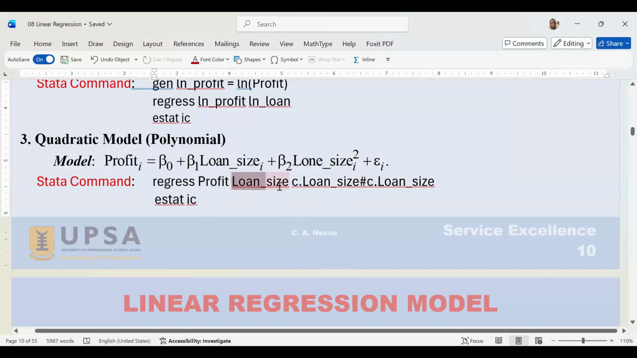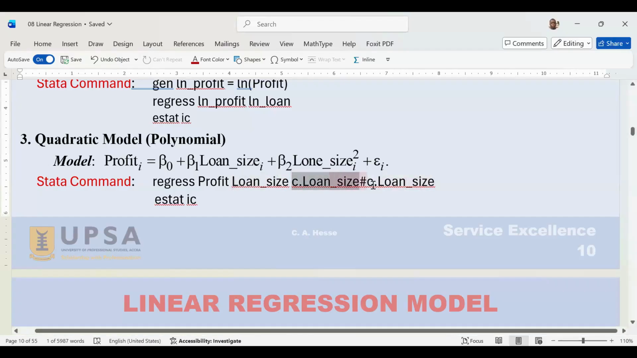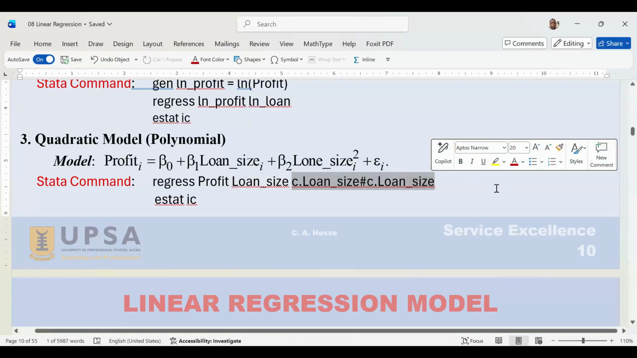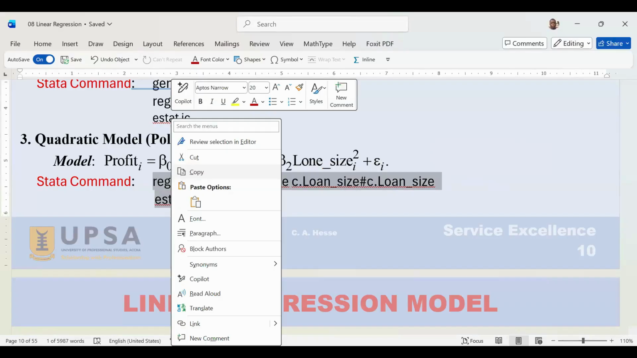So first, you type loan size, then type c.loansize, then ##c.loansize. It means square. That's the meaning. This one means loan size squared. Oh, okay. This whole command means loan size squared. So c.loansize, then ##c.loansize, it means loan size squared, this variable. So you have loan size and loan size squared in your model. So when you copy this and you paste it, it gives you the results.